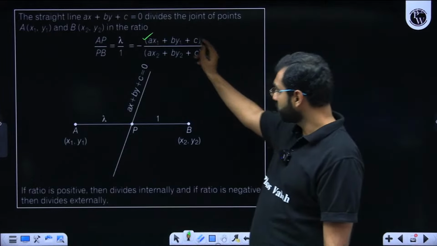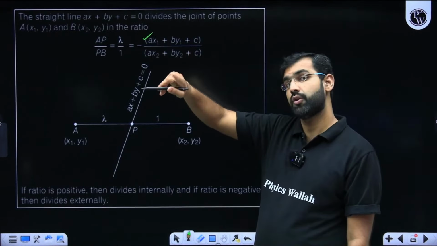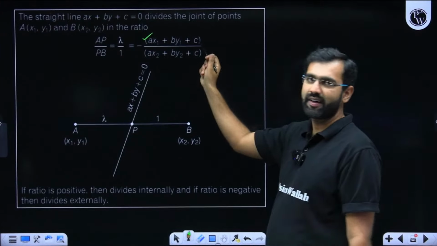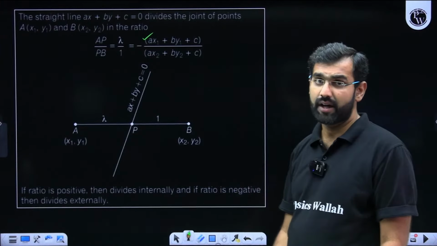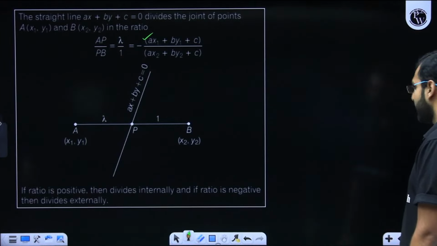And if this ratio is finally found to be negative, the division could have been external. If the ratio is finally found to be positive, the division could have been internal. I hope you all are listening and understanding.